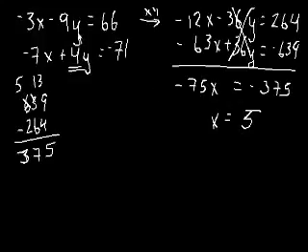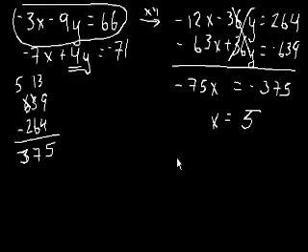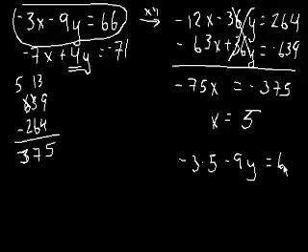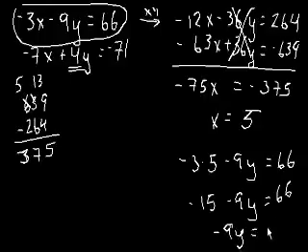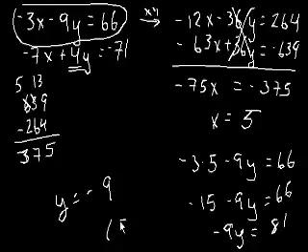So if x is 5, we just substitute back into, let's use this equation. So we get minus 3 times 5 minus 9y is equal to 66. So we get minus 15 minus 9y is equal to 66. Minus 9y is equal to 81. And then we get y is equal to minus 9. So the answer is 5, comma, minus 9. I think you're ready to do some systems of equations now. Have fun.